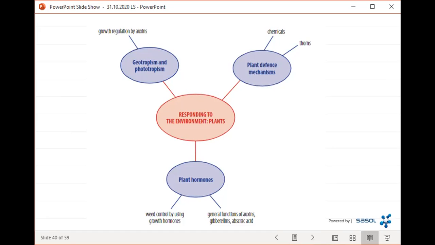Right. We also looked at plant defense mechanisms. We looked at several chemicals which are released by plants to defend themselves from predators. And we also looked at mechanical ways, which would be the plants having thorns.